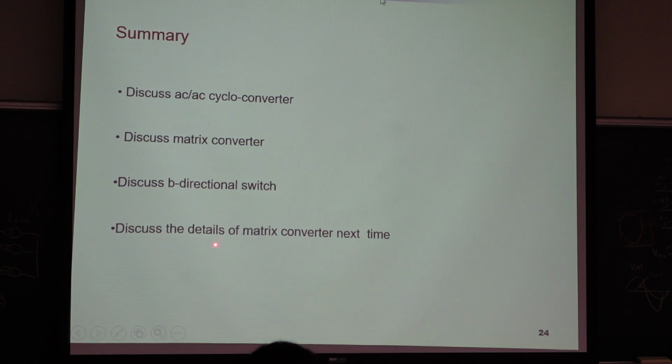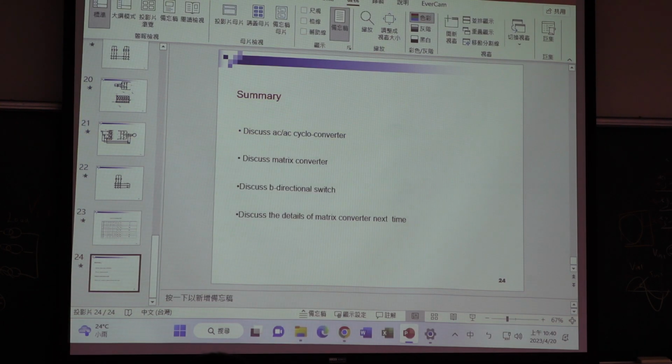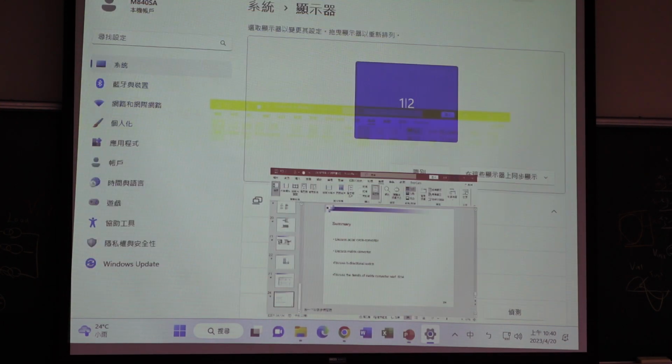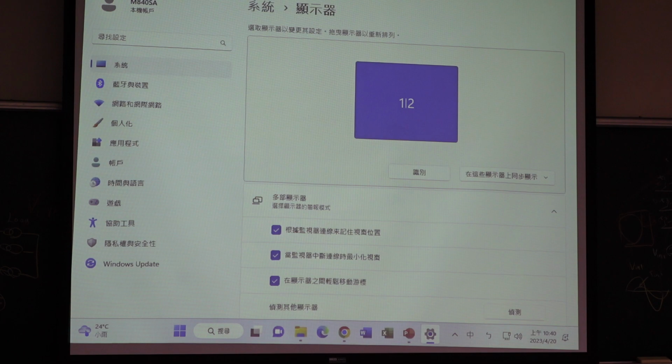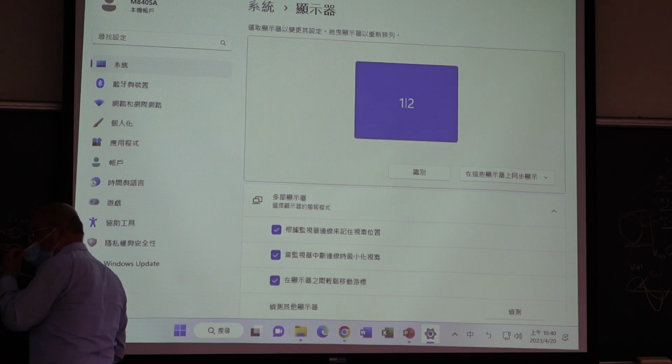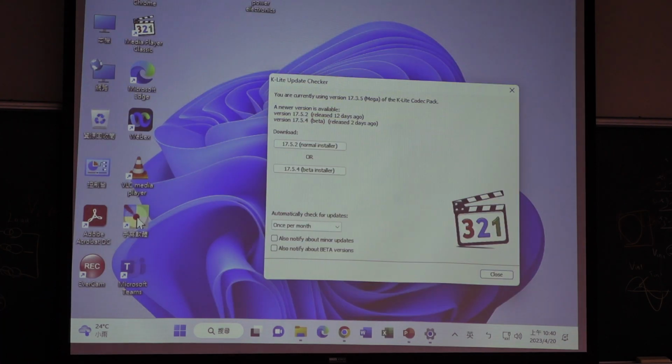And we will discuss the details of the matrix converter. Now we only give you a fundamental concept, but how can we implement the matrix converter? We will discuss later. So this is this chapter. Then we will move to the PPT about the real matrix converter.